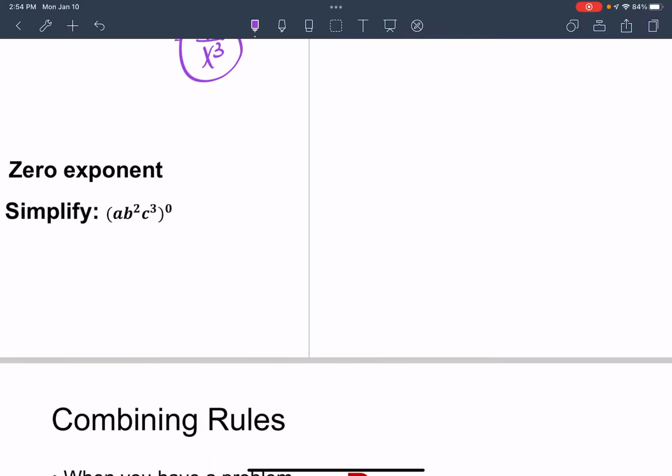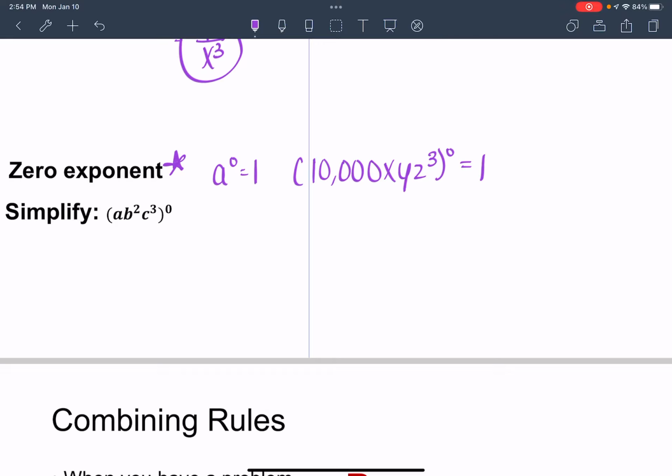Another thing you need to know is the idea of zero exponents. This is very important because anything to the 0 power equals 1. It doesn't matter how complicated it is. You can have 10,000 x, y, z cubed to the 0, and that equals 1. As long as whatever is inside is being raised to the 0 power, that's going to equal 1. So here we have a, b squared, c cubed, all raised to the 0 power, and that equals 1.